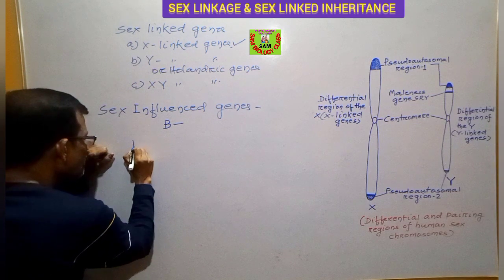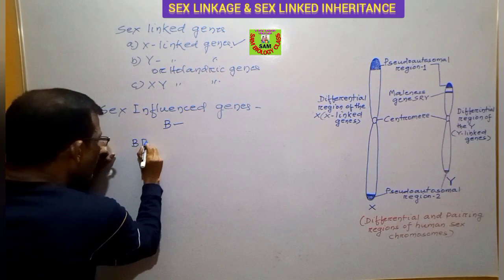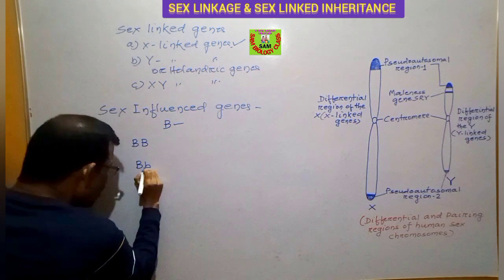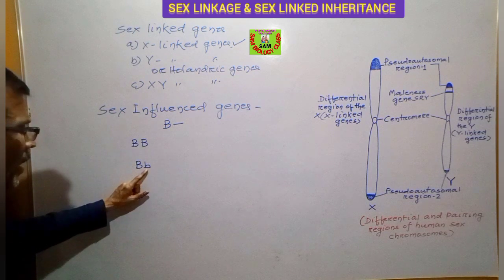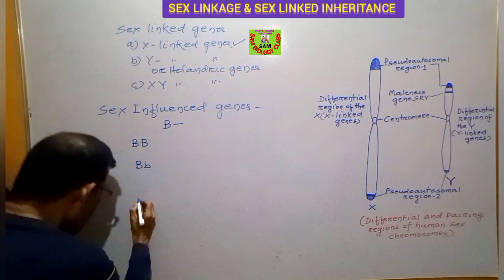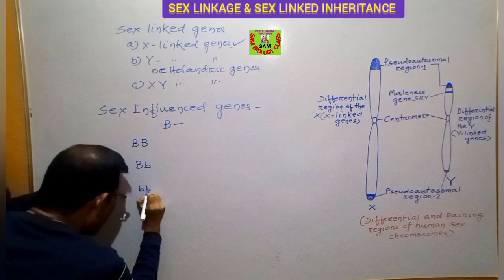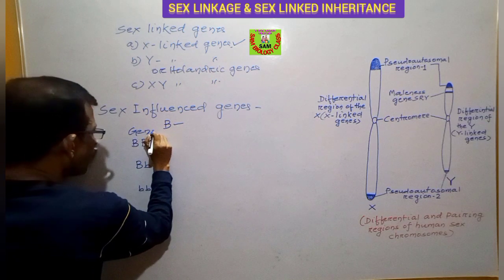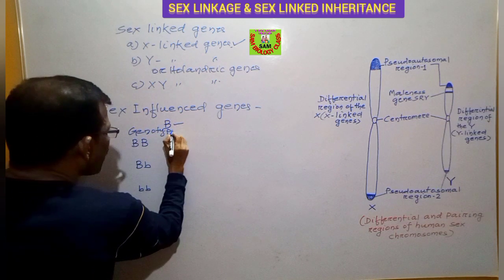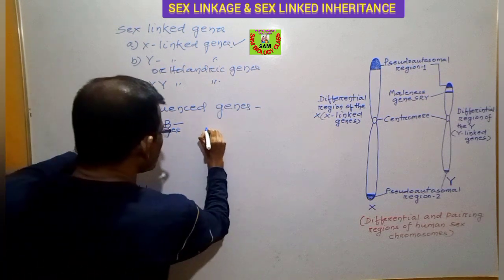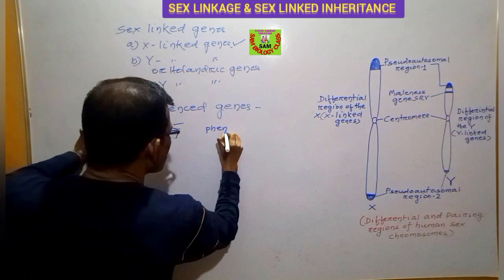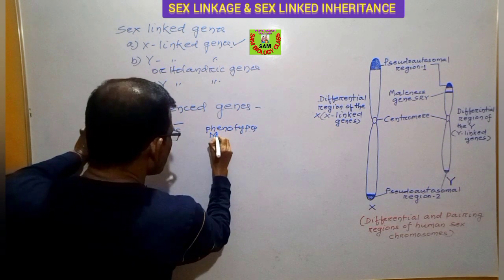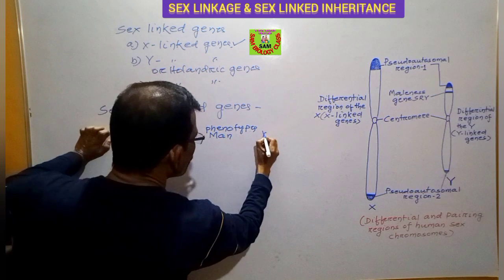Three different genotypes are found: one where both the alleles are dominant, another is the heterozygous condition in which one allele is dominant and the other allele is recessive, and in the other case, both the alleles are recessive. So these are the three genotypes. The phenotypes are different in men and women. So here let us write down the phenotypes in men and in women.